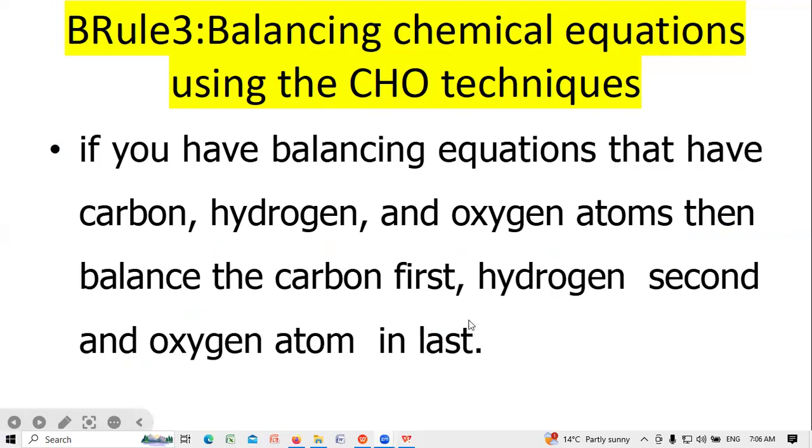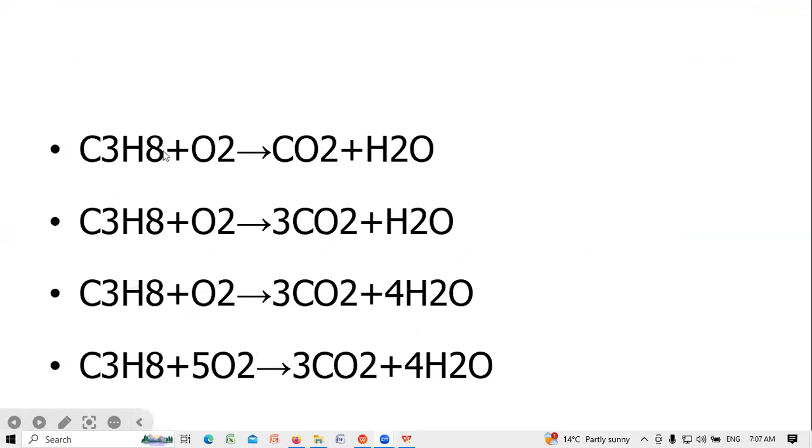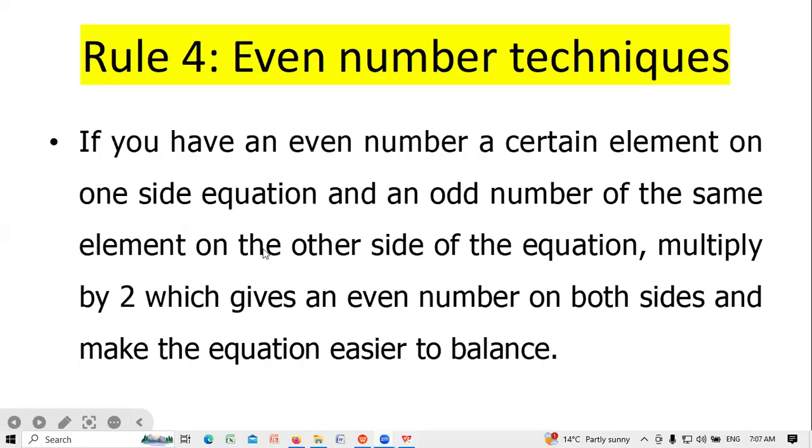Balancing the chemical equation using the CHO technique means that you balance the carbon first, then hydrogen, and at last oxygen. See, this is the CHO technique. So there are three carbon on the left hand side and one carbon on the right hand side. So you balance the carbon first: put 3 before the carbon dioxide. Then after that you balance the hydrogen: put 4 before the water molecule. At last, you balance the oxygen, multiplying by five before the oxygen. This is the CHO technique.